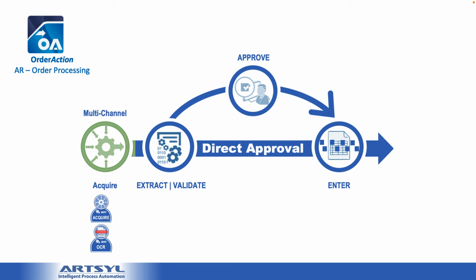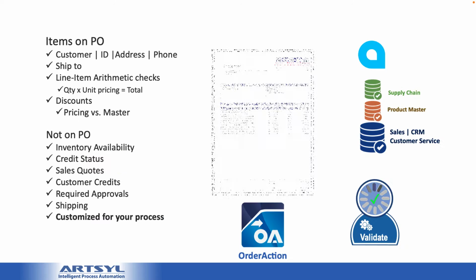OrderAction acquires orders from various entry points in your business: emails, scanning, portals, network folders, and so on, and transforms orders into data. And then they are classified by customer to assign the correct process and extract the relevant transactional data. This data is then validated.